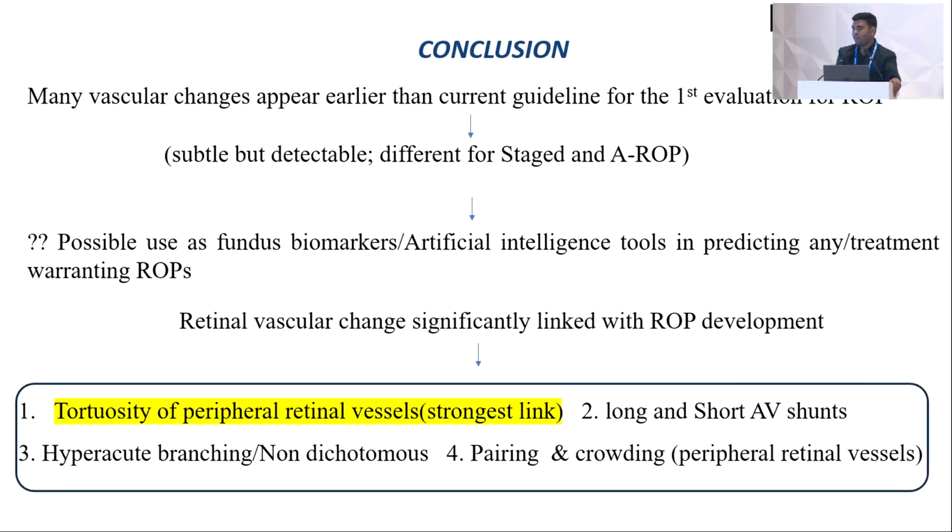To conclude, there are many vascular changes that appear earlier than the current guidelines for the first evaluation of ROP, though they are subtle but detectable. They can possibly be used as a fundus biomarker, and in artificial intelligence tools for predicting treatment-warranting ROP. The retinal vascular changes were significantly linked with ROP development, with the strongest link being tortuosity of peripheral retinal vessels.